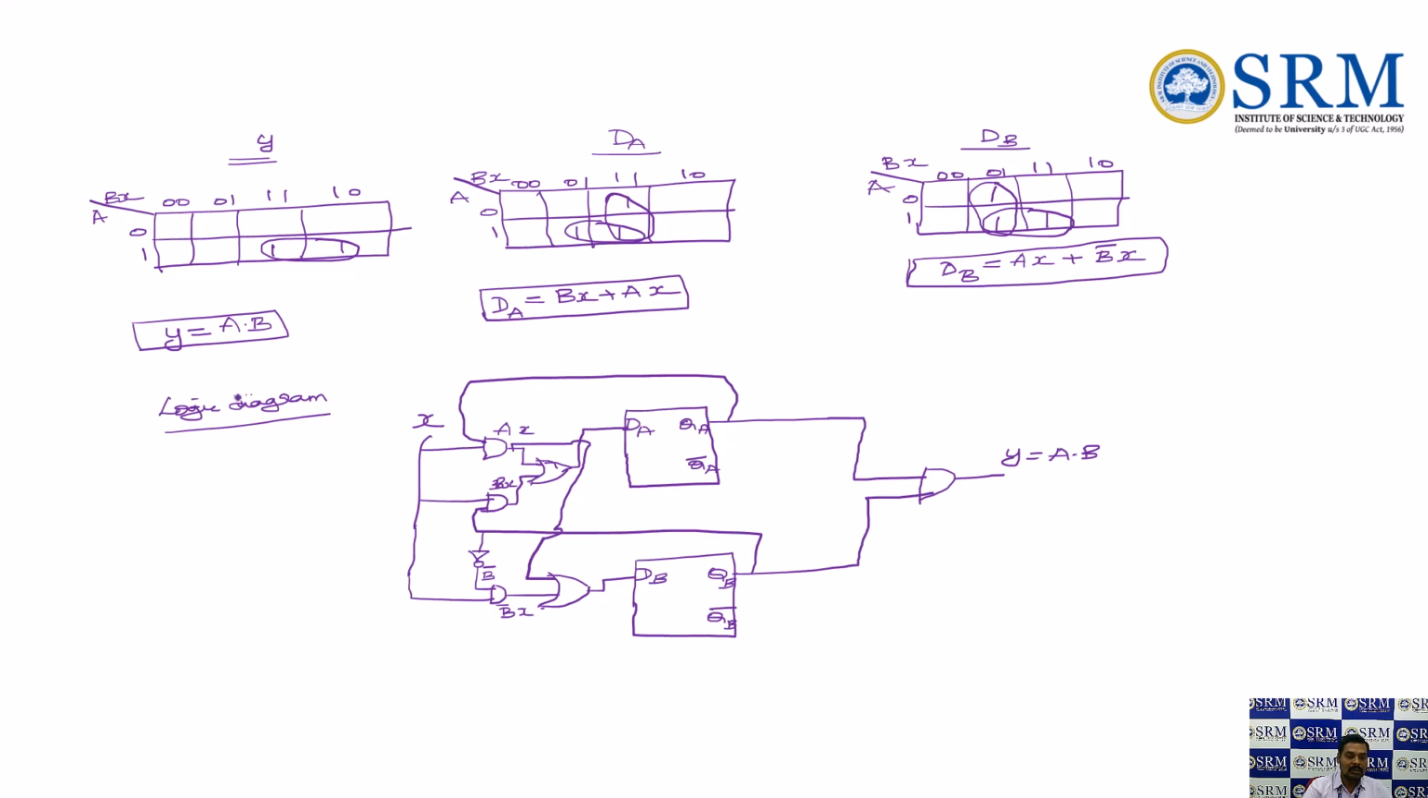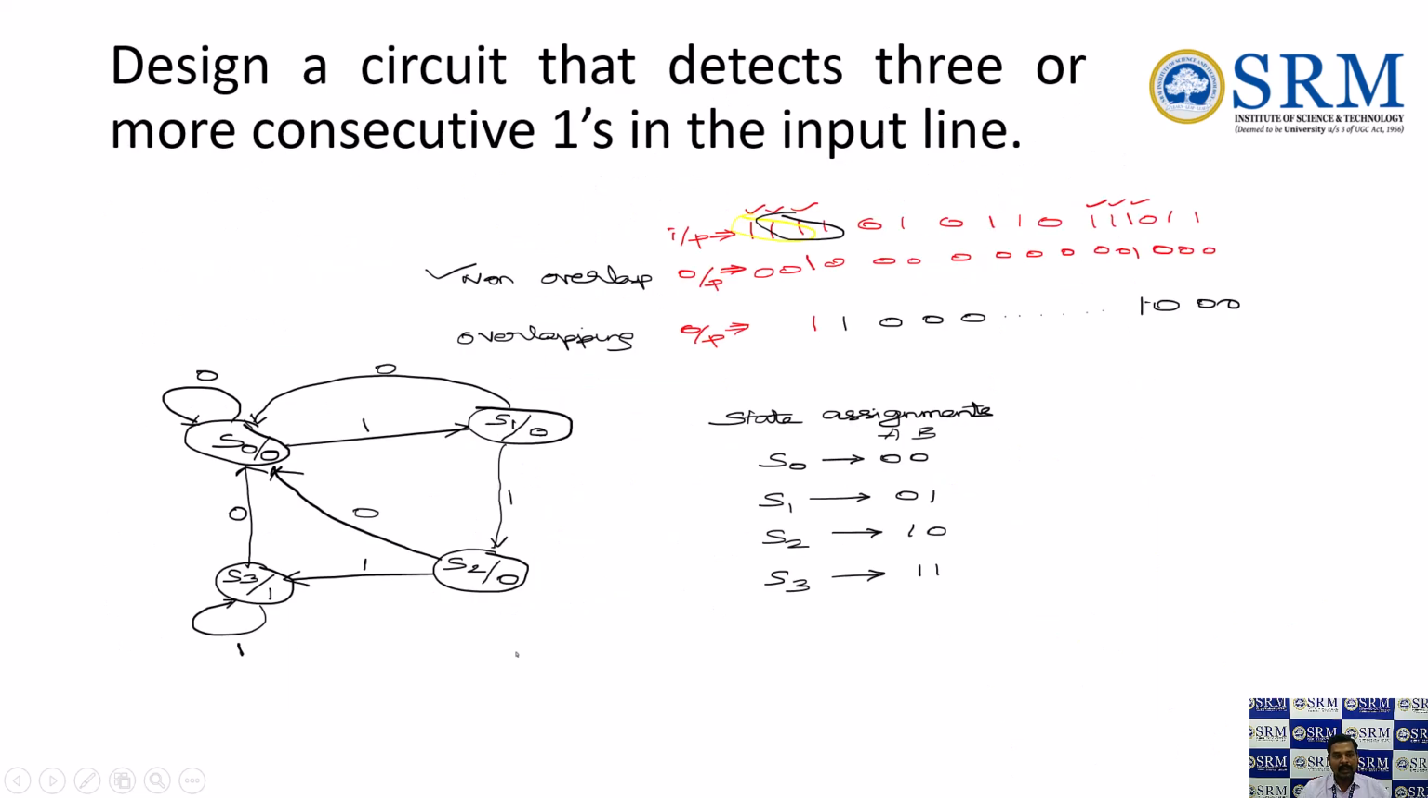Okay. So I'll repeat the entire thing. First thing, the question was given as: design a circuit that detects three or more consecutive ones in the input line. So we have two things, non-overlapping as well as overlapping, that we discussed, right? If three consecutive ones are repeated at the input, my output should be one, right? Keep this in mind. Then I'm writing the first state as 0 0. This is a state table.